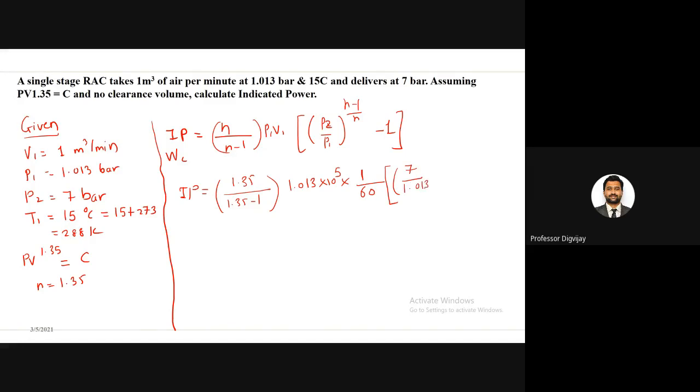As both are in bar, 7 is also in bar and this denominator is also in bar, so there is no need to convert to Pascal again. So simply you can write this as it is. Then this as 1.35 minus 1 divided by 1.35, the whole minus 1, and inside the bracket.